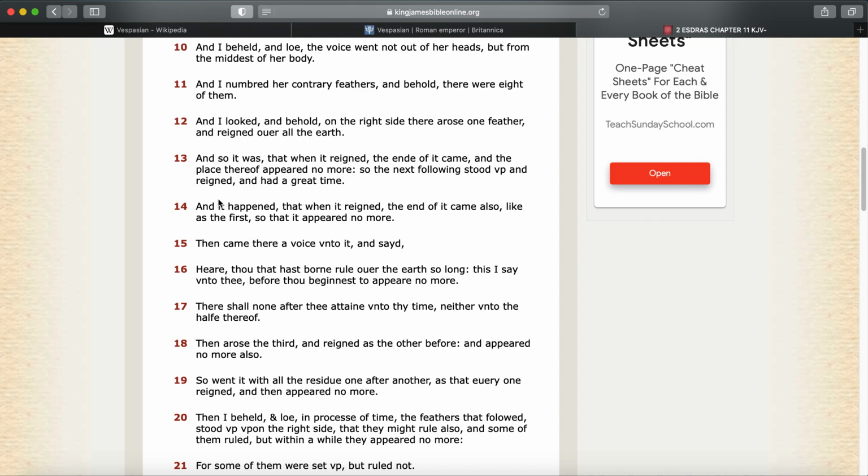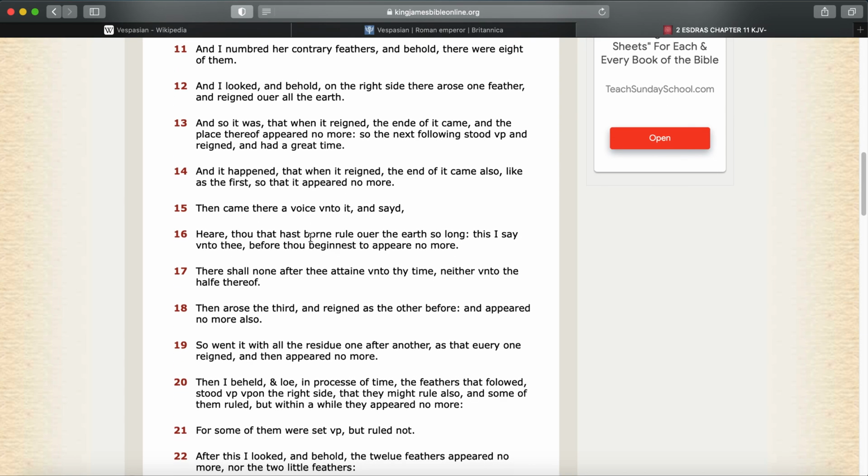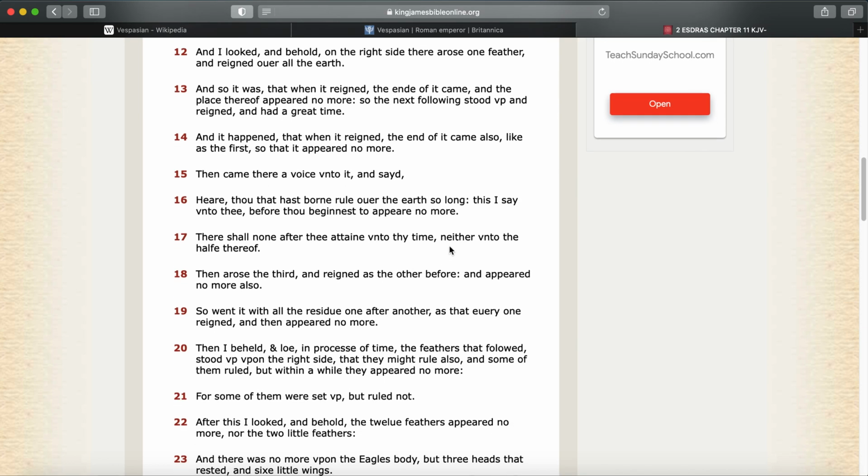It says, "No." 13. And it was so that when it rained, the end of it came, and the place thereof appeared no more. So the next following stood up and reigned and had a great time. And it happened that when it rained, the end of it came also, like the first, that it appeared no more. Then came there a voice unto it and said, "Hear, thou that hast borne rule over the earth so long, this I say unto thee, before thou beginnest to appear no more, there shall none after thee attain unto thy time, neither unto the half thereof." And that was speaking of Augustus, because he ruled for what, 40 some odd years.